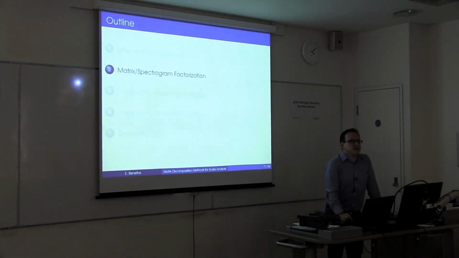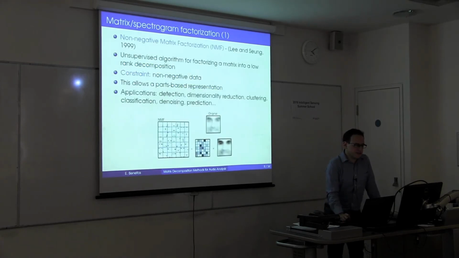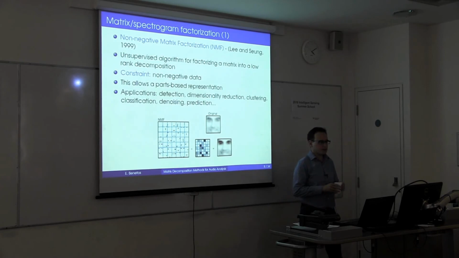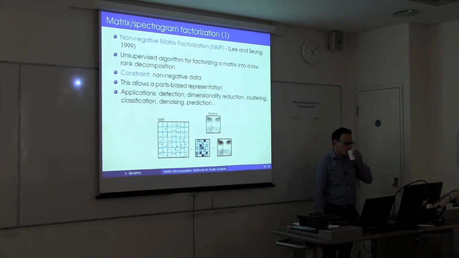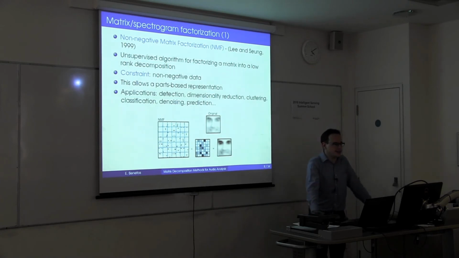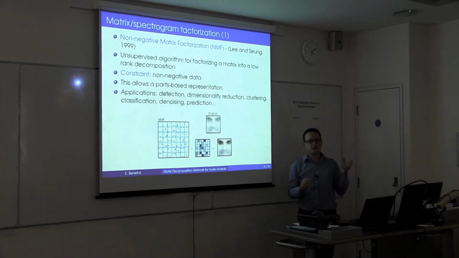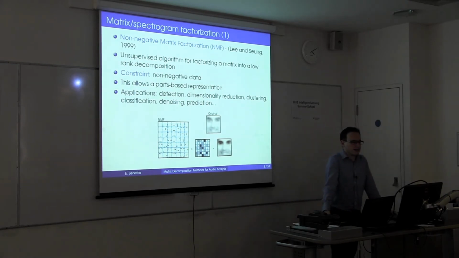So where does matrix factorization come into this? Many of you might be familiar with this method called NMF, standing for non-negative matrix factorization. It's an unsupervised technique for factorizing a matrix into a low-rank decomposition. Essentially, it means to take as input a matrix and come up with two other matrices. And the constraint is non-negative data.